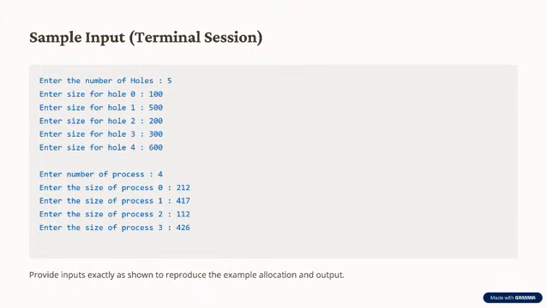Now, I am entering the input values for the program. Here I have 5 memory holes with the sizes 100, 500, 200, 300 and 600. Then I have 4 processes with the sizes 212, 417, 112 and 426. The program will now check each process against the holes from the beginning.